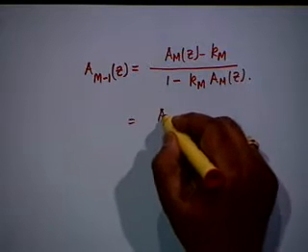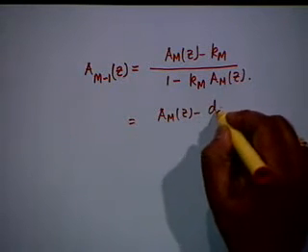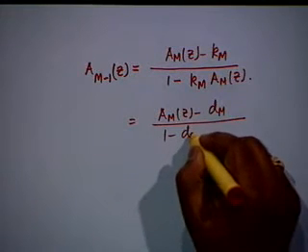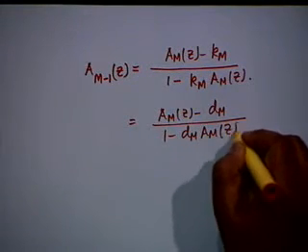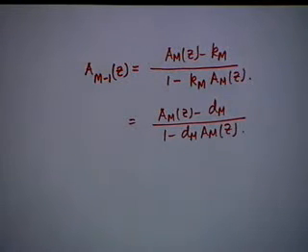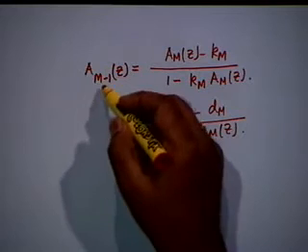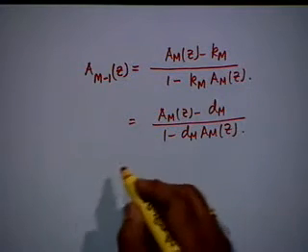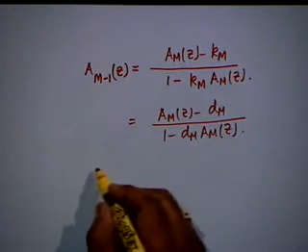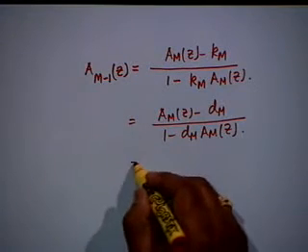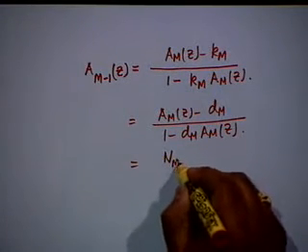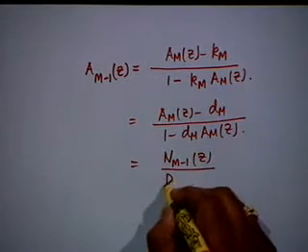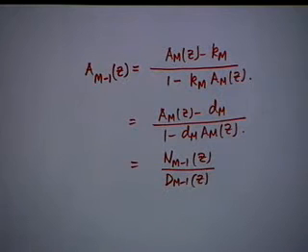Okay, which means that it is the same as (Am(z) minus dm) divided by (1 minus dm Am(z)). Let us see what this transfer function is. We have arbitrarily put here m minus 1; we will show that the order is m minus 1. Now, if I substitute for Am, then I can write this as N_{m-1}(z) divided by D_{m-1}(z). Again we shall show that the numerator is m minus 1th order and the denominator is also m minus 1th order.